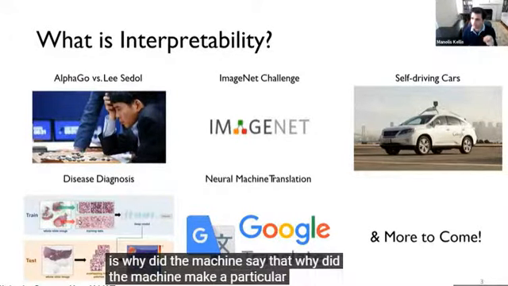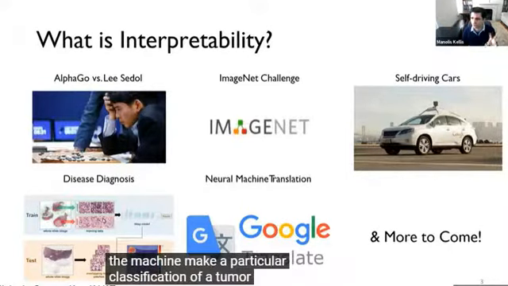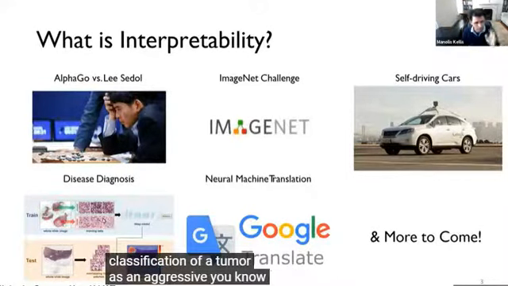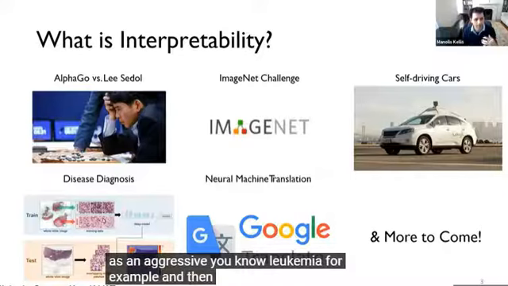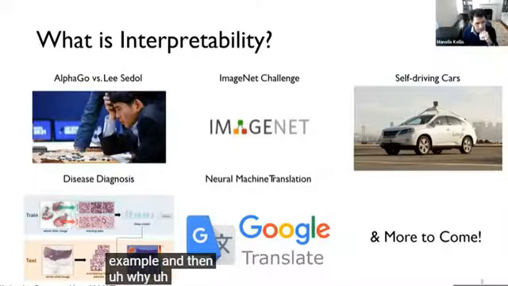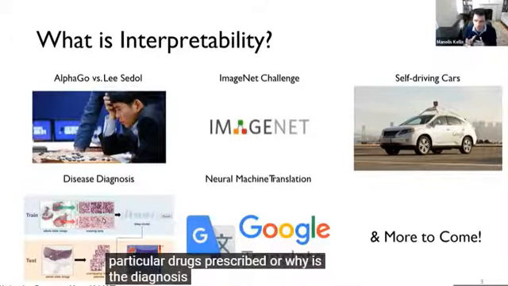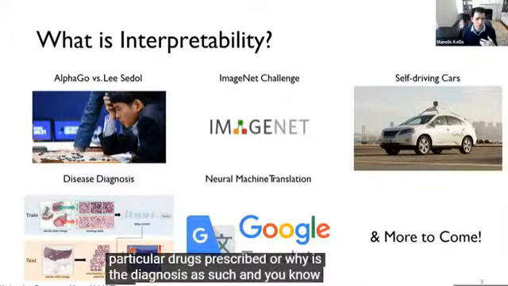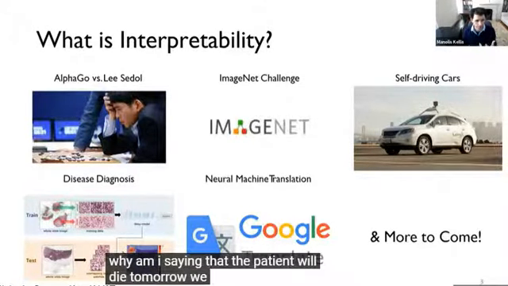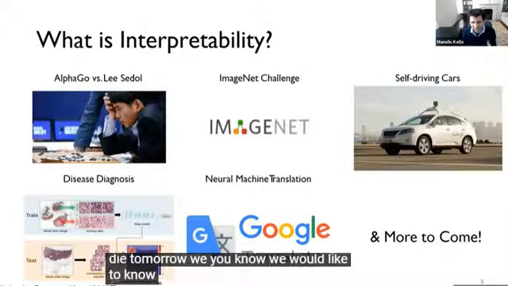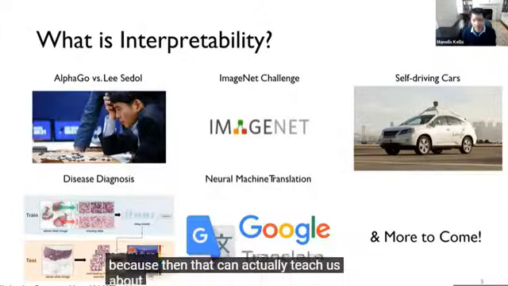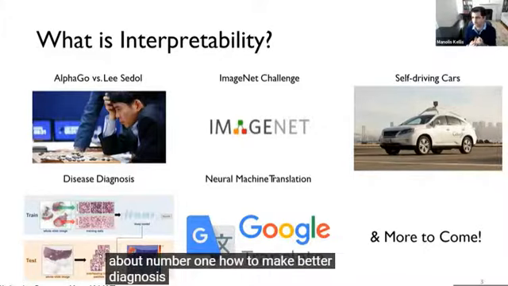Why did the machine make a particular classification of a tumor as an aggressive leukemia, for example, and then why are particular drugs prescribed, or why is the diagnosis such, and why am I saying that the patient will die tomorrow? We would like to know, because then that can actually teach us about, number one, how to make better diagnosis in the future.